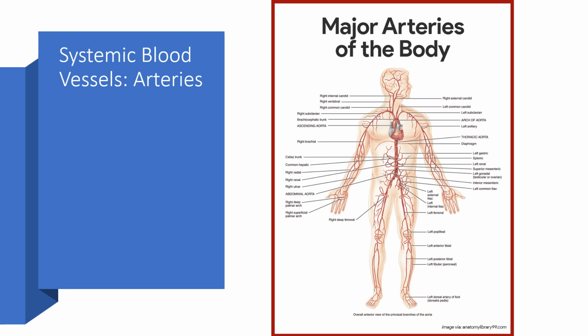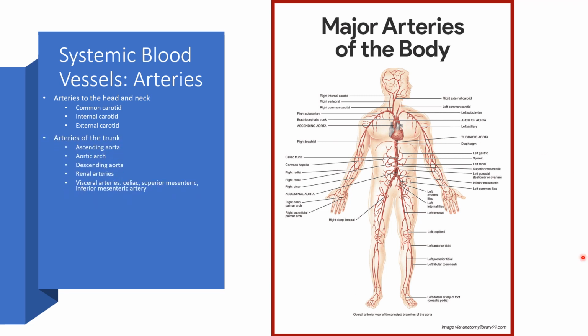Let's talk about the systemic blood vessels, the arteries. Here are some main arteries that you should be familiar with. Arteries to the head and neck: you have the common carotid, internal carotid, and external carotid. On the right, the common carotid comes off the brachiocephalic trunk and bifurcates into the right internal carotid, which goes to the brain, and the external carotid, which feeds the tissues of the head and neck. On the left side, you have the left common carotid coming right off the aortic arch, which again bifurcates into the internal and external carotid.